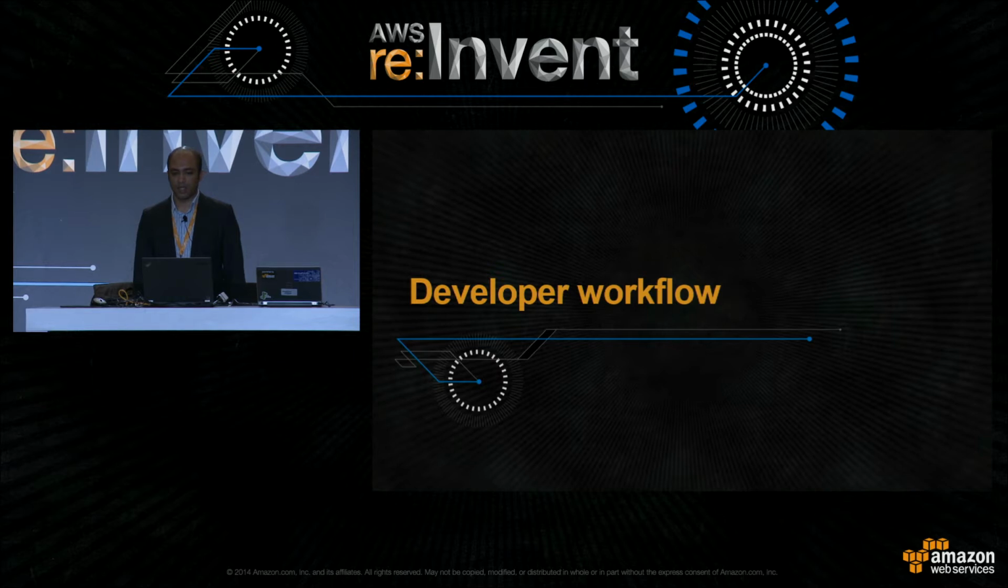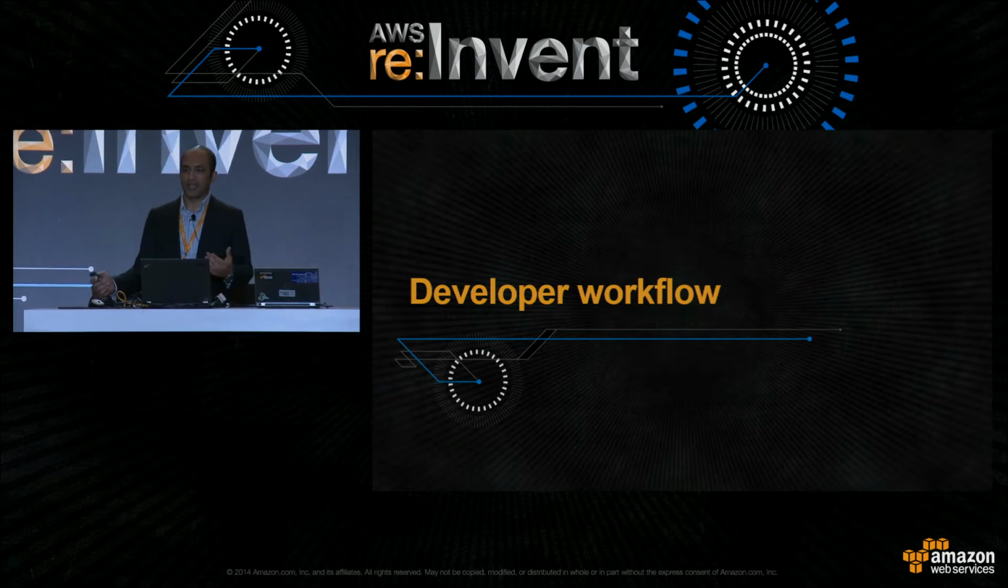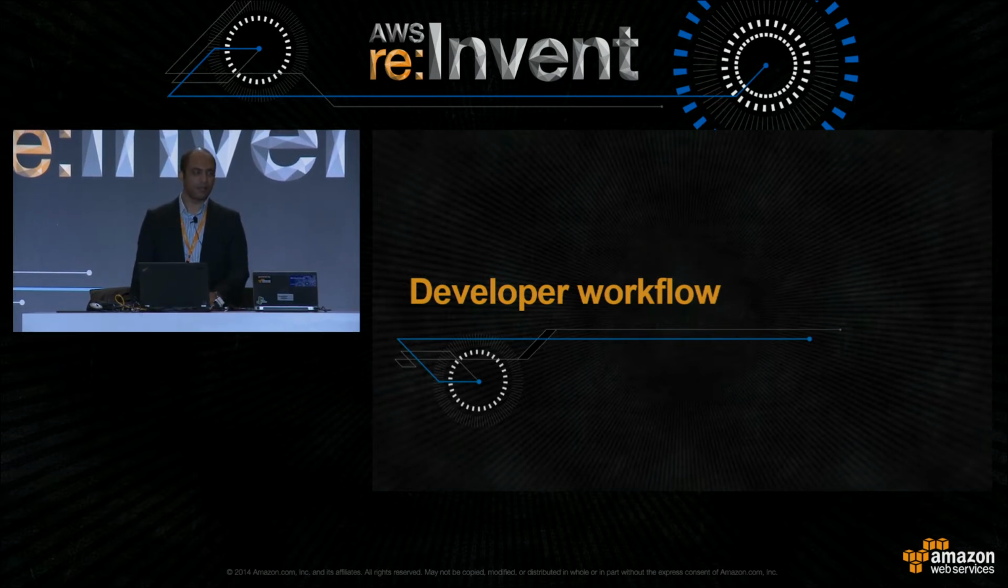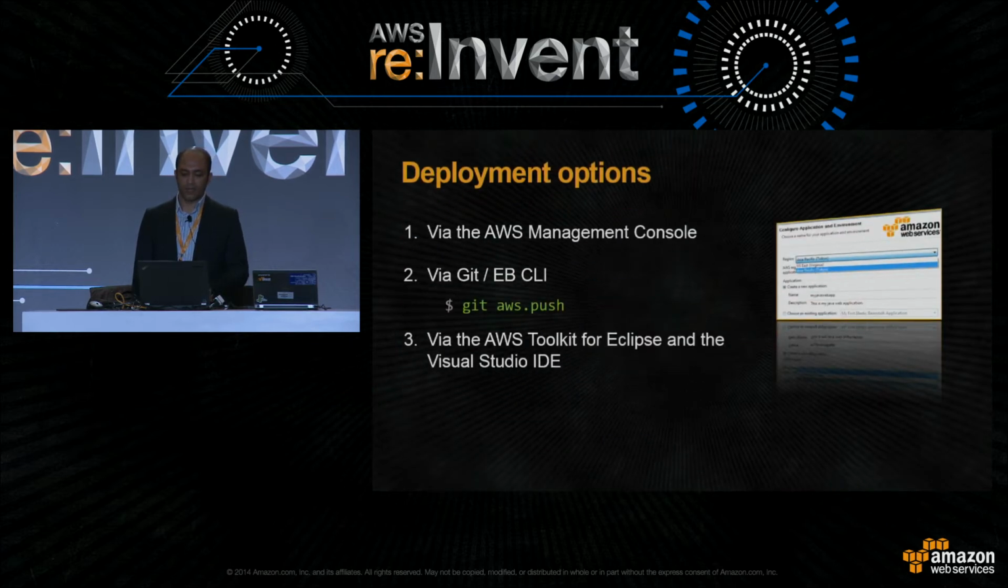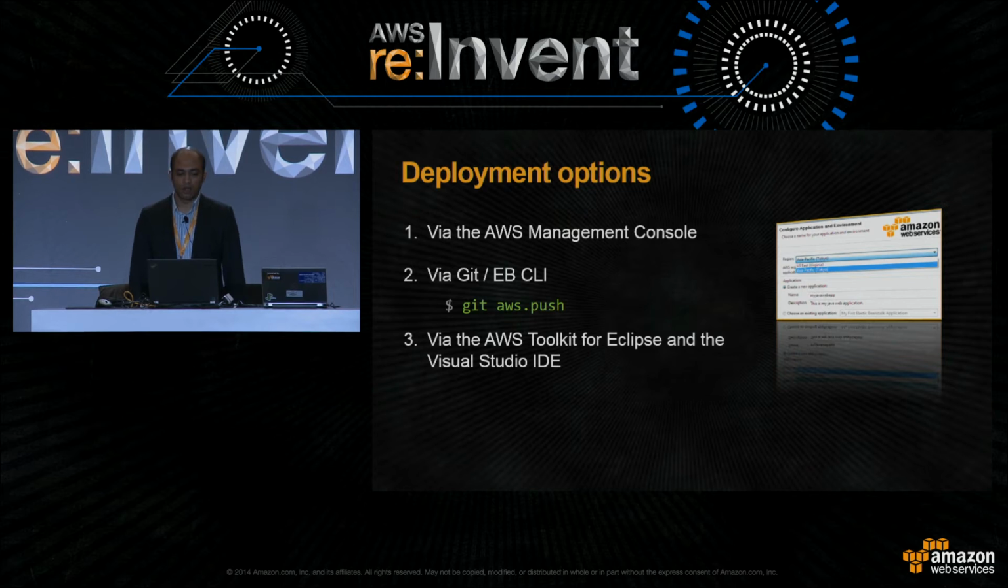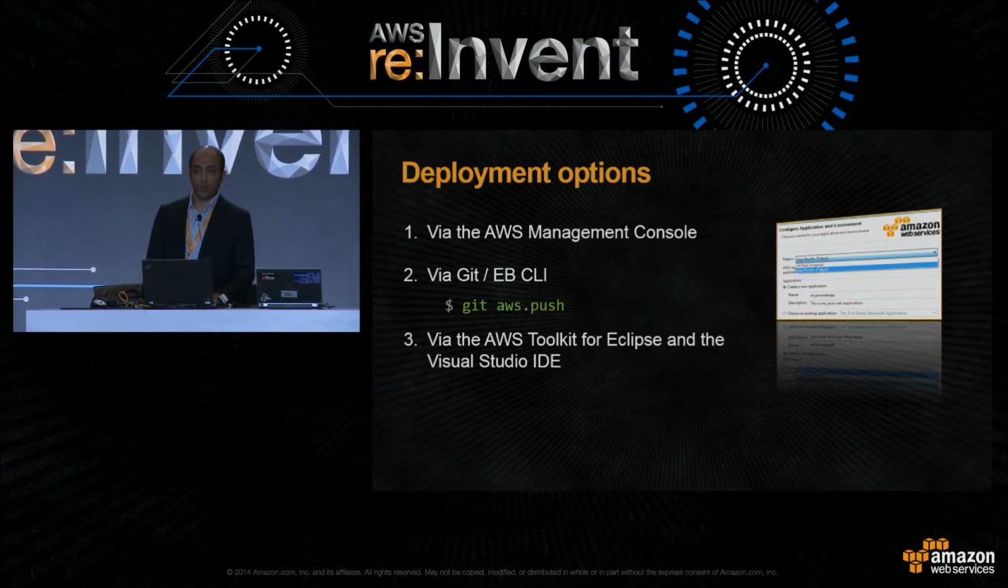So let's quickly look at developer workflow, because this is the crux of Beanstalk, is to make it easier for developers to get their apps up and running on the cloud. So we've got a whole host of deployment options. We've got the AWS Management Console. We've got, you can use Git with our CLI. We have toolkits for Eclipse and Visual Studio. And we have a whole host of partners that have CI integrations that work on Elastic Beanstalk.